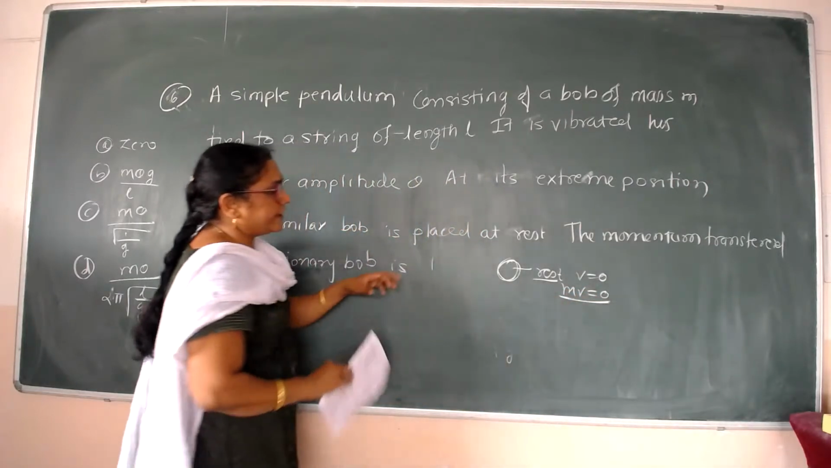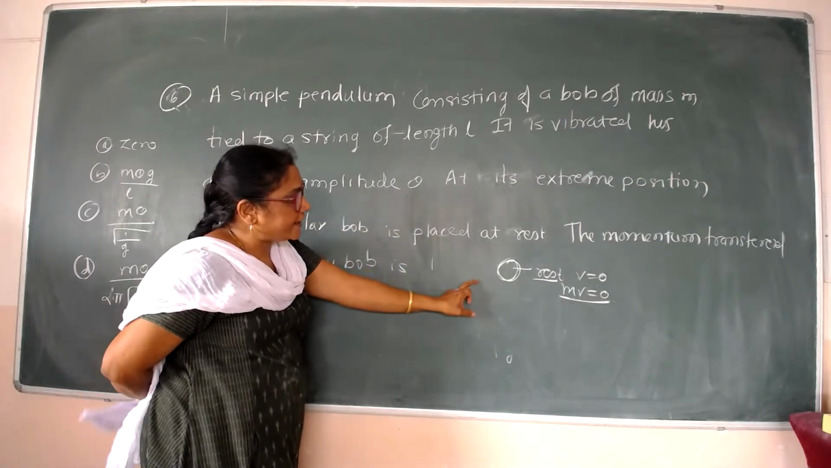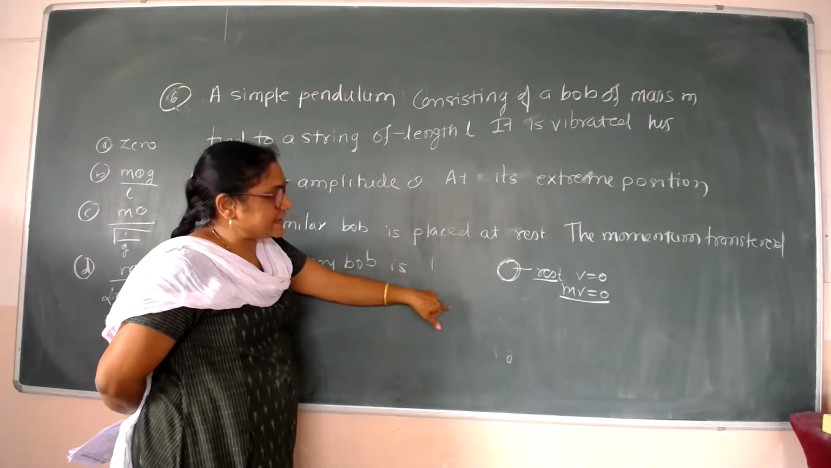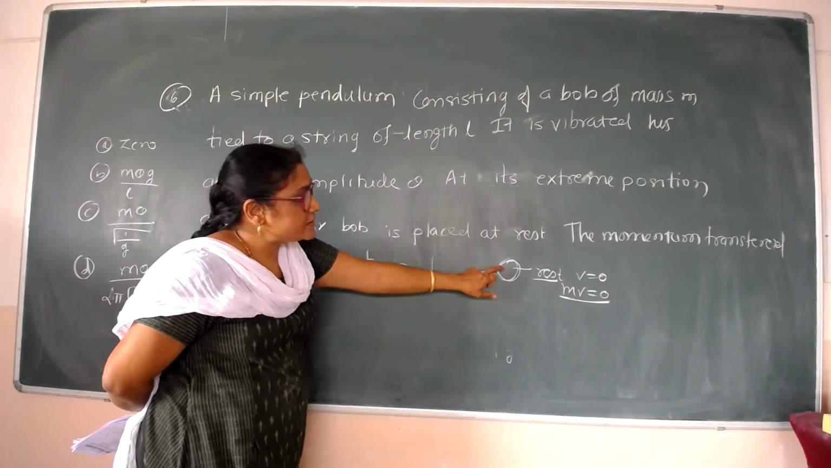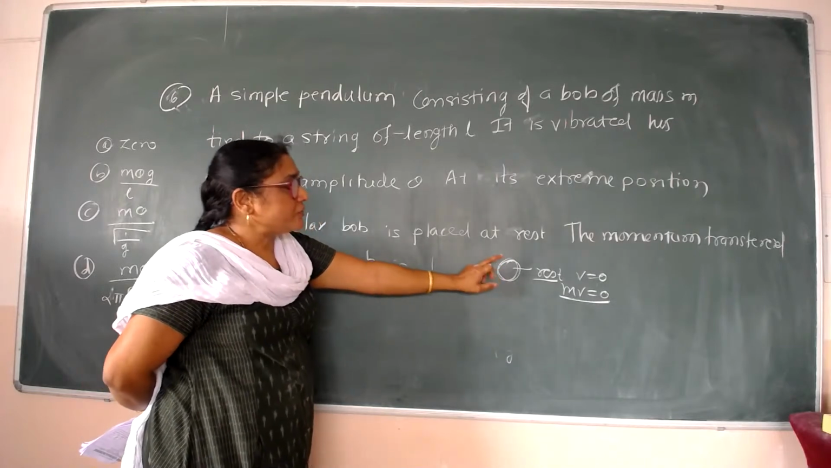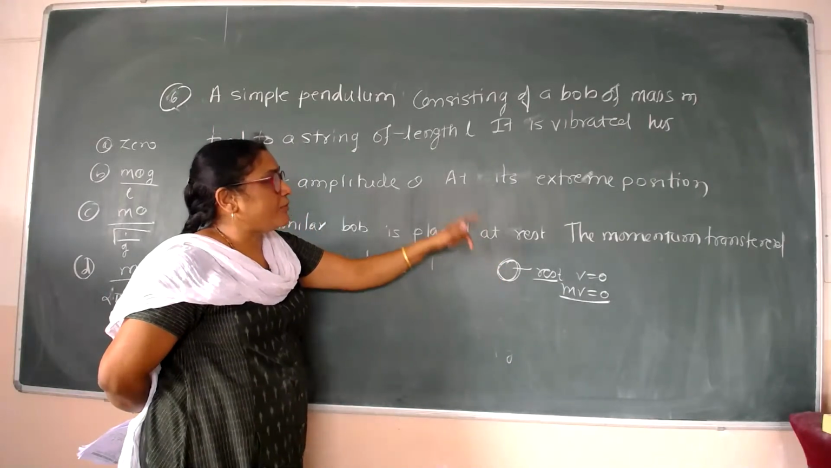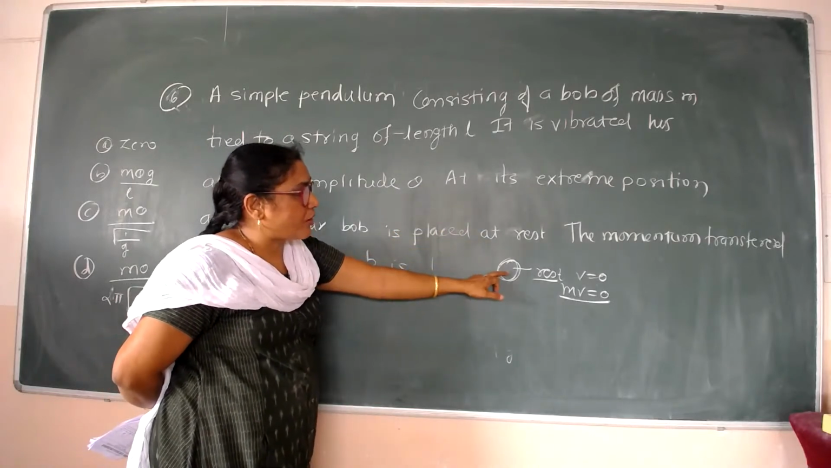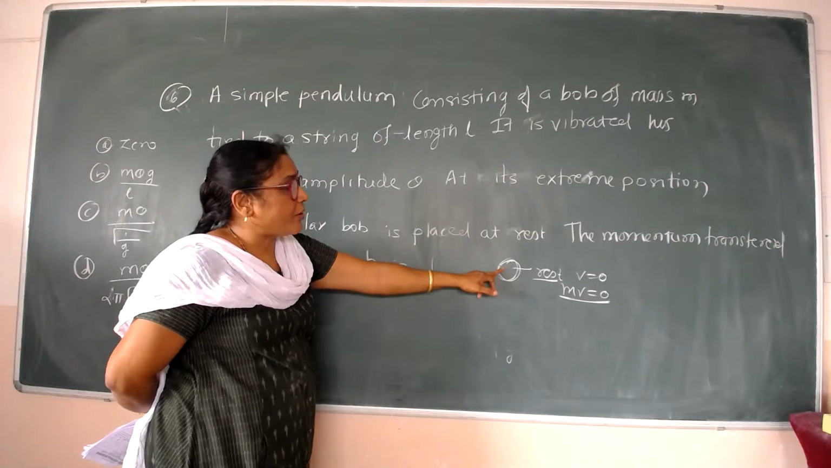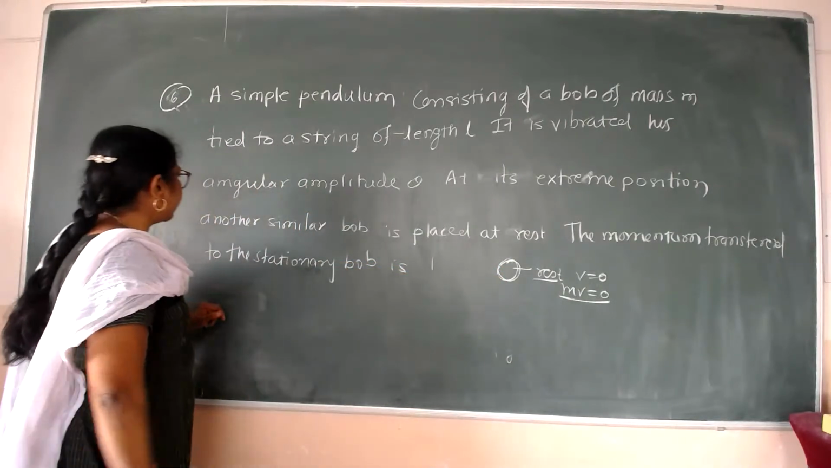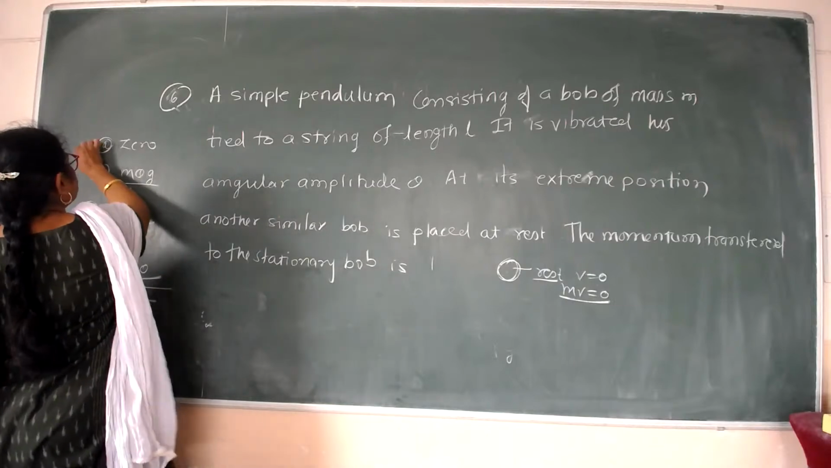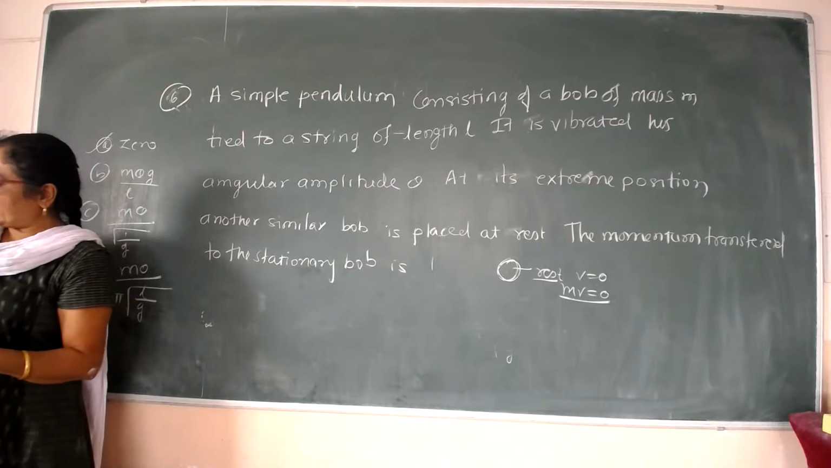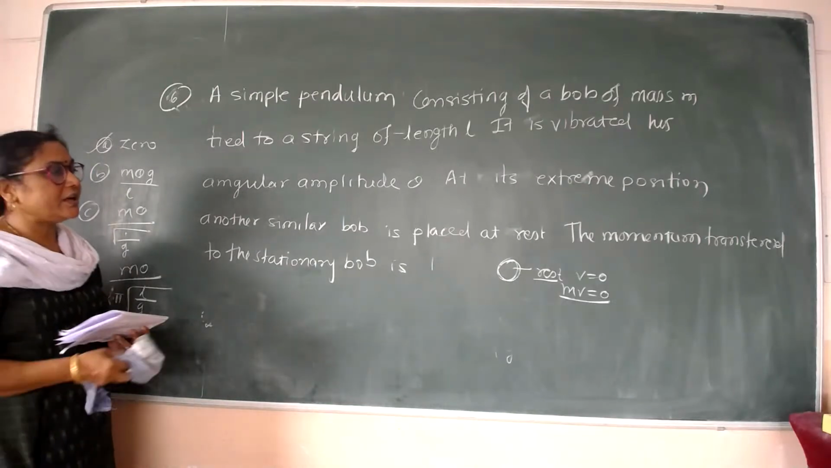So what happened here? When this bob collides with the second bob, the momentum of the first bob changes. The second bob is at rest, so there is no effect of the second bob on the first bob. So which option is correct? The first option A is 0, because at the extreme position the velocity is 0.